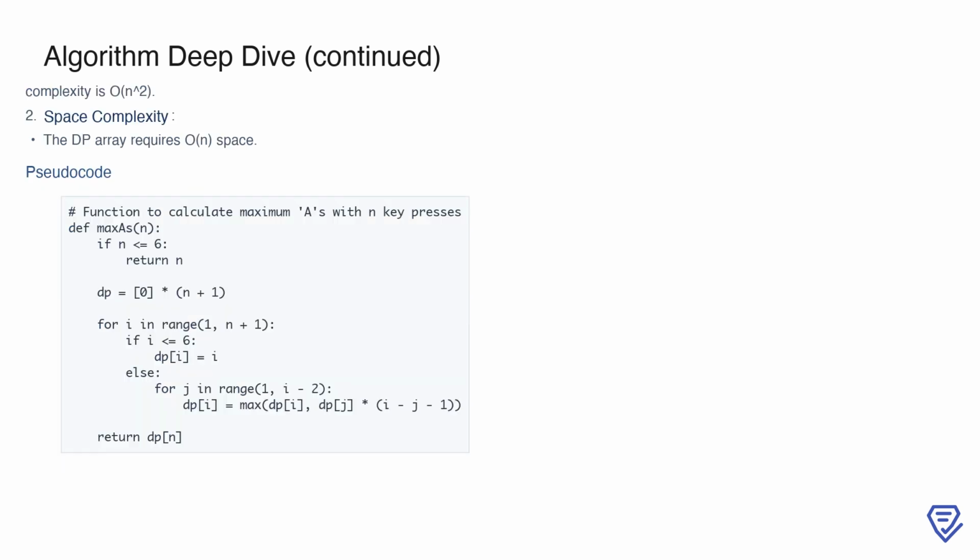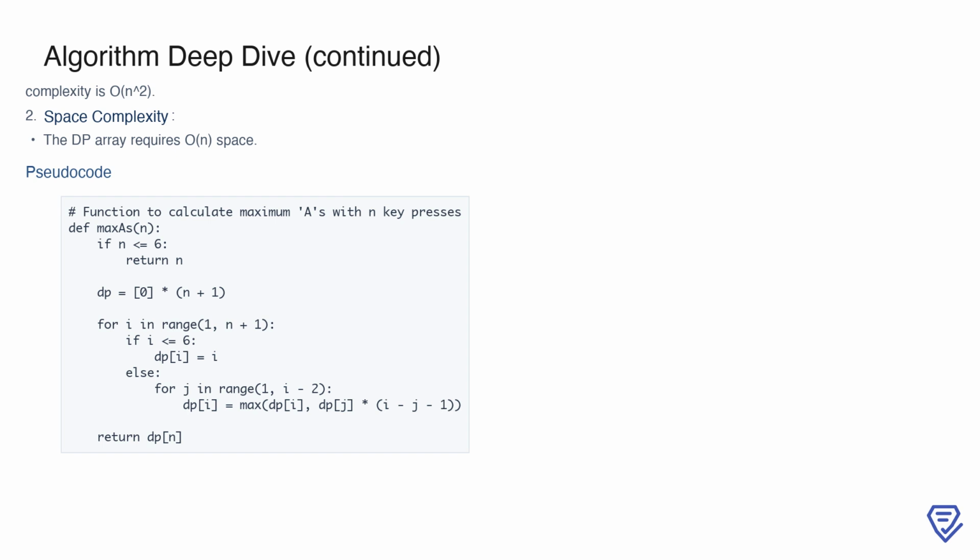The pseudocode for this algorithm encapsulates all the discussed steps. The function maxA starts by checking if n is less than or equal to 6. In that case, it directly returns n, as typing A repeatedly is optimal. Otherwise, it initializes a dp array of size n+1 to store intermediate results.